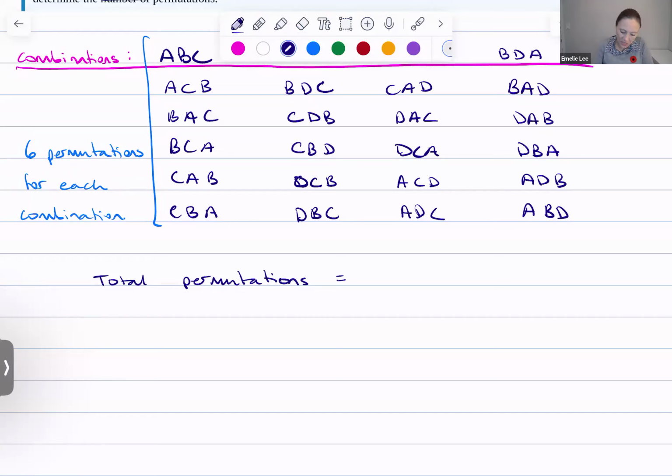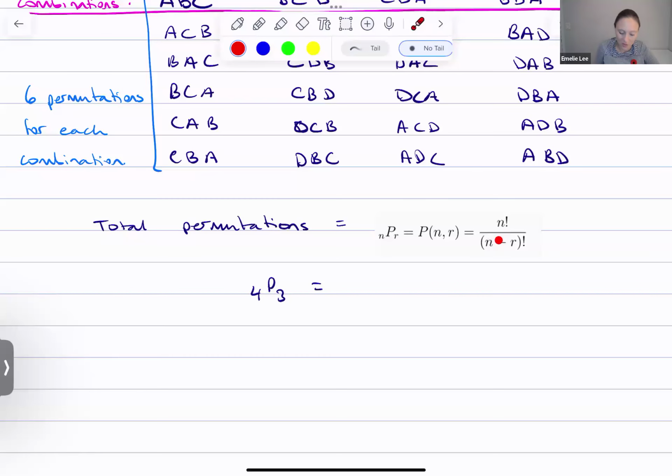So from n items, so letters in this case, 4 letters, we're going to permute or arrange them in groups of 3. From 4P3, it's 4 factorial over 4 minus 3 factorial.